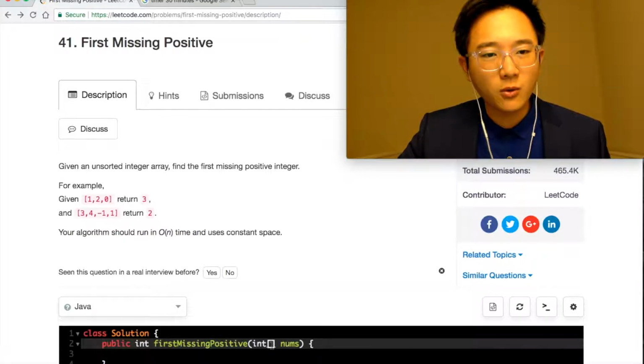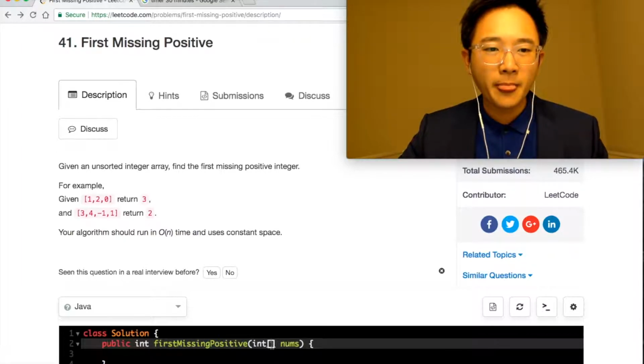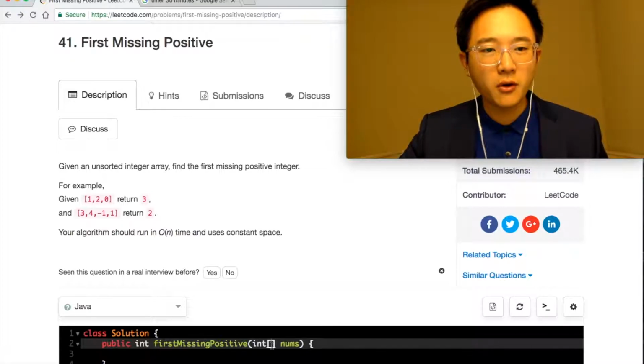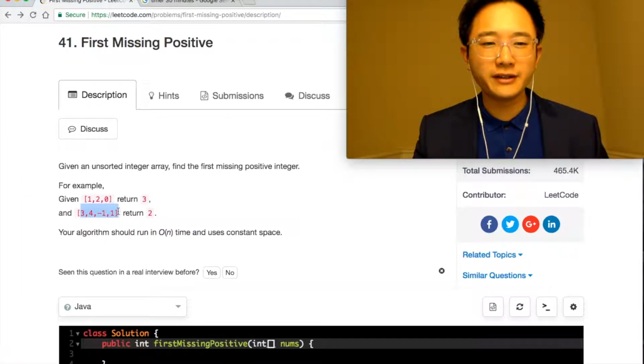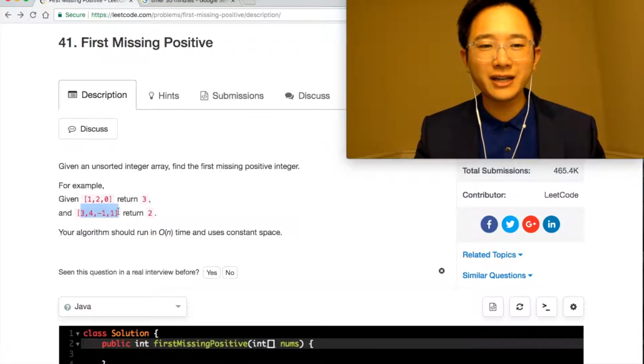All right. Right now it looks like we have to find the first positive number, but we can't return 0. In the second example, 3, 4, negative 1, and 1, obviously we're missing 0 and 2, but it's not returning 0, but 2. So 0 doesn't count.